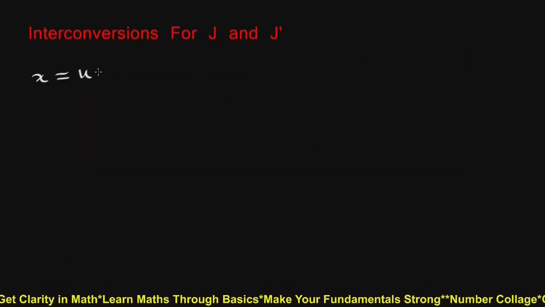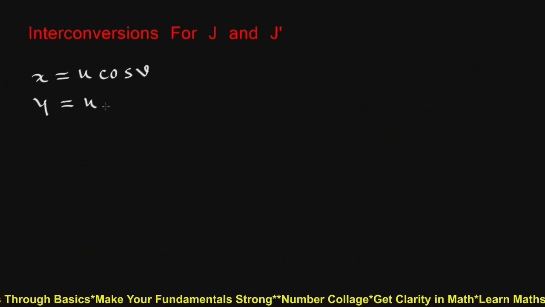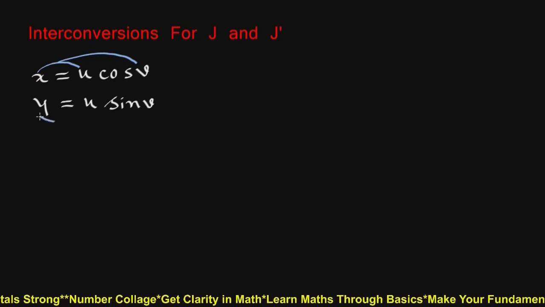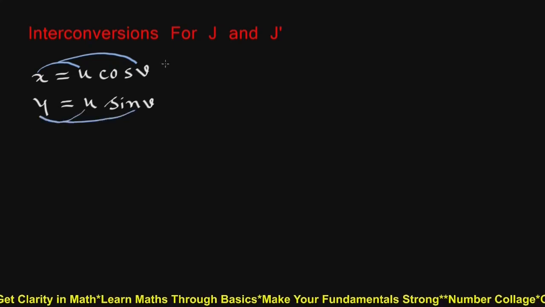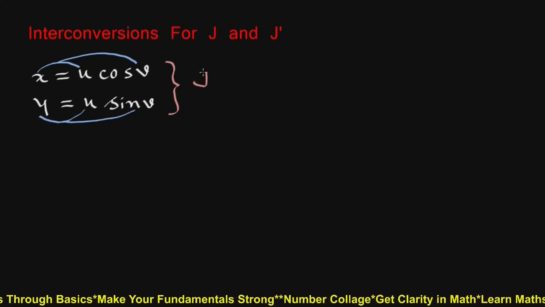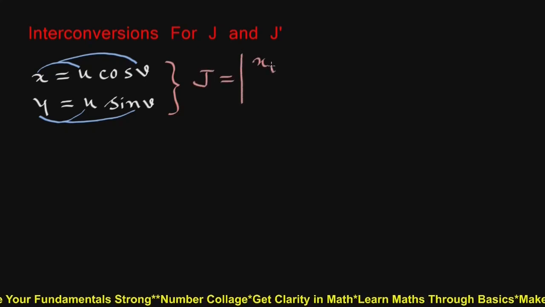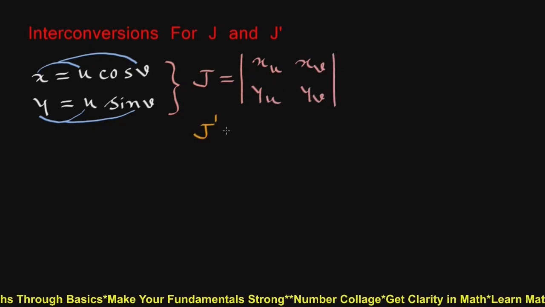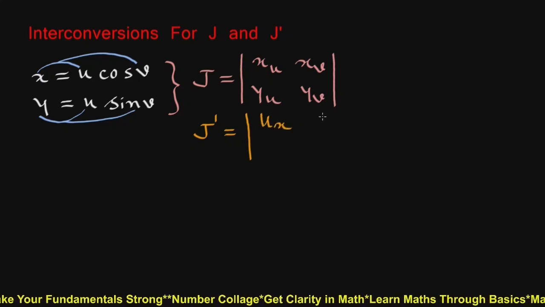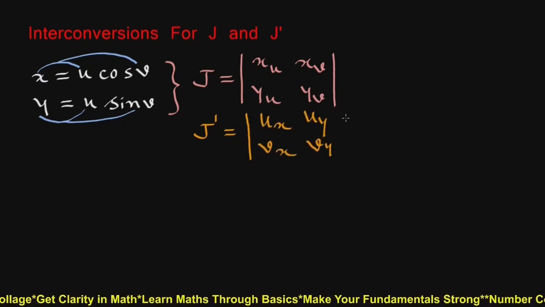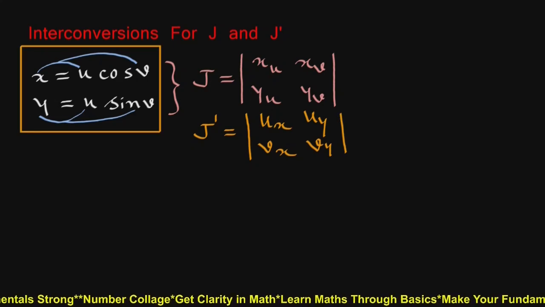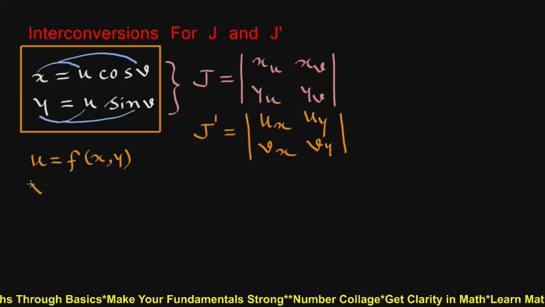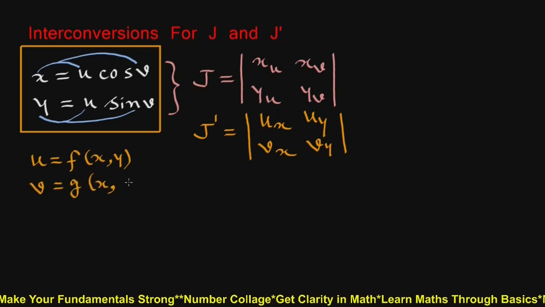x is u cos v, y is u sin v. Here x is a function of u and v, and y is a function of u and v. From this data we can find Jacobian j, which will be determinant xu, xv, yu and yv. To find j dash, which will be ux, uy, vx, vy, we have to convert this data in the form u as a function of x and y, and v also another function g of x and y.